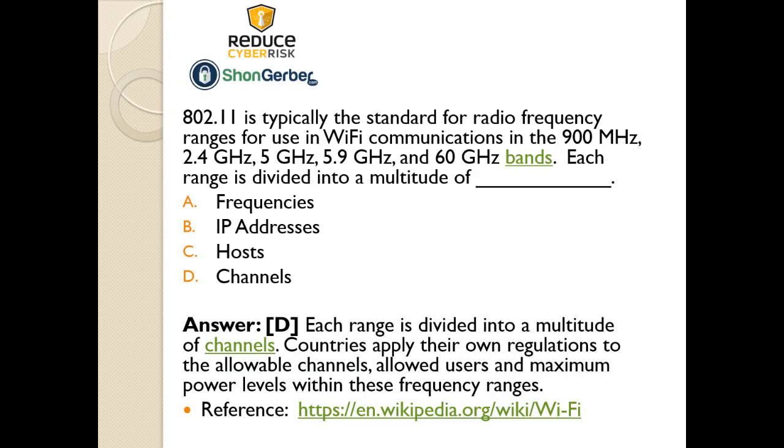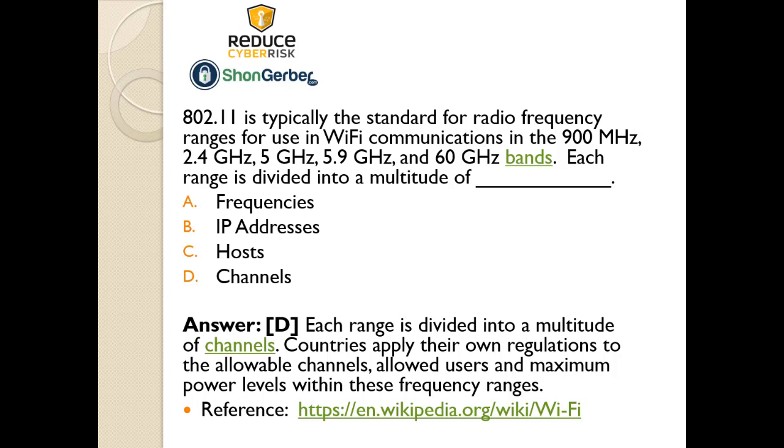All right, so first question. 802.11 is typically the standard for radio frequency ranges for use in Wi-Fi communications in the 900 megahertz, 2.4 gigahertz, 5 gigahertz, 5.9 gigahertz, 60 gigahertz bands. Each range is divided into multiple blank. So your Wi-Fi communications is all talking on all these gigahertz, right? Megahertz, right? So what is it? Each of these frequency bands is divided into a multiple of blank.